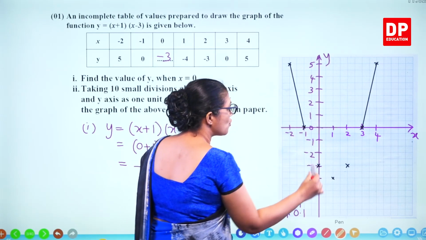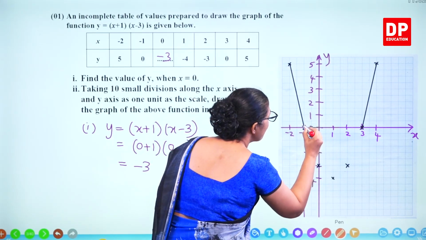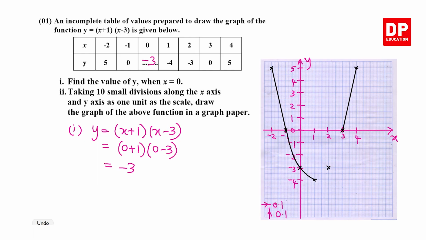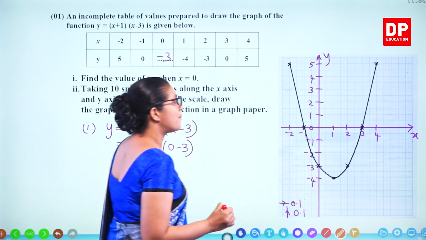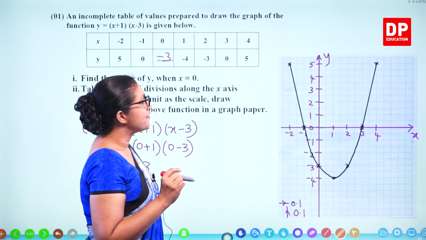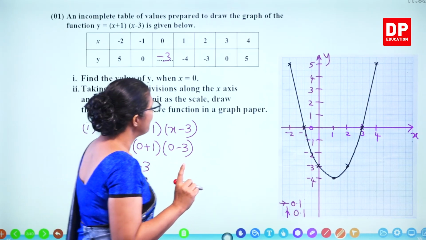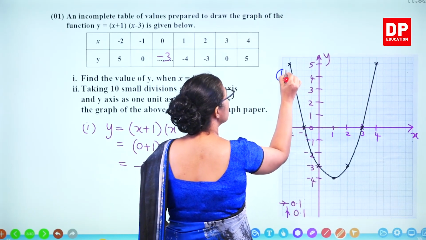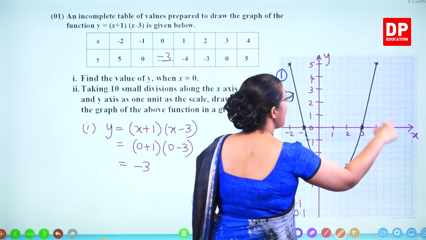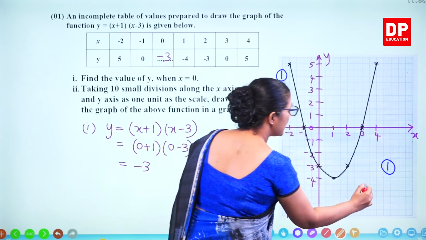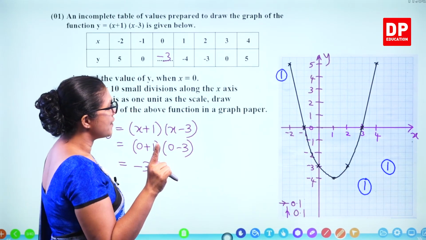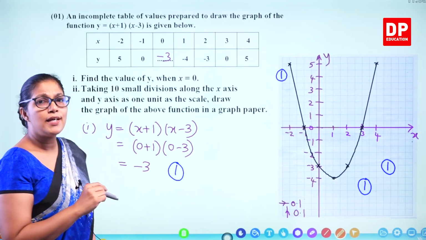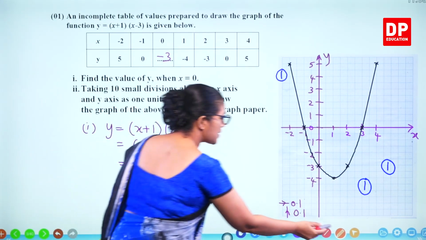Now, I am going to connect smoothly from here to here. So, make sure that you connect smoothly. This is this side and here this side. Connect smoothly this side up to here. So this is the graph, the quadratic graph. So how do you get marks here? Marking the points correctly, 1 mark. And then scale, 1 mark. And smoothly connecting the curve, 1 mark. That's 3 for the graph and 1 mark for this part. So altogether 4 marks for the first 2 parts.